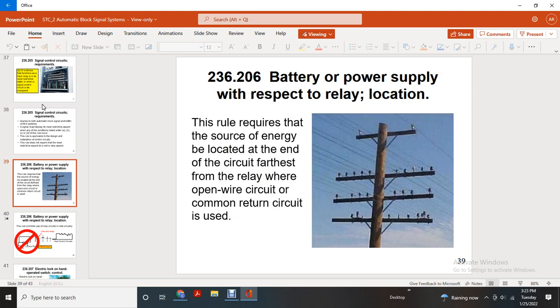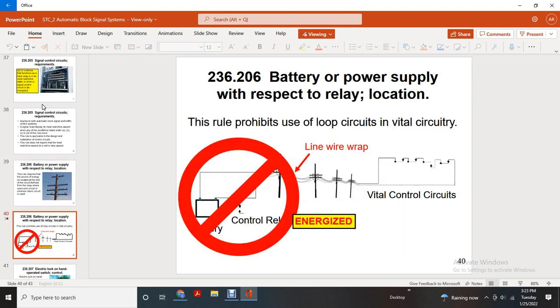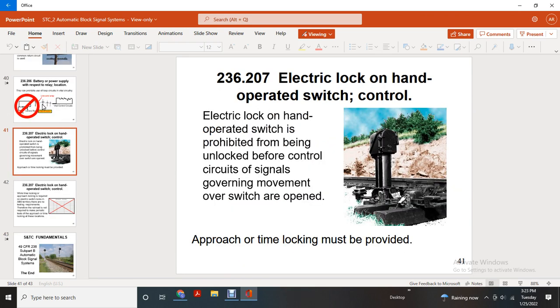Battery or power supply with respect to relay location. The rules require that the source of energy be located in the circuit farthest from the relay where the open wire circuit or the common return circuit is used. Battery and power supply with respect to relay location. The rule prohibits the use of loop circuits in vital circuitry. Show that the crossed-out energized line wire wrap vital control circuits.